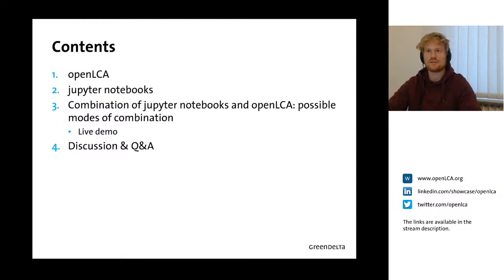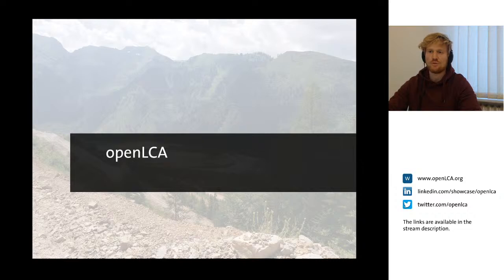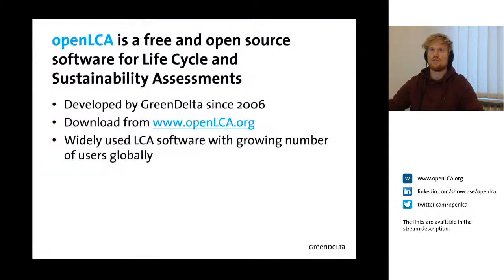So, starting right off, openLCA, I think most of you probably know it. openLCA is a free and open source software for life cycle assessment and life cycle sustainability assessment, and is developed by Green Delta. It can be downloaded for free, and it's a very widely used LCA software with a growing number of users globally.